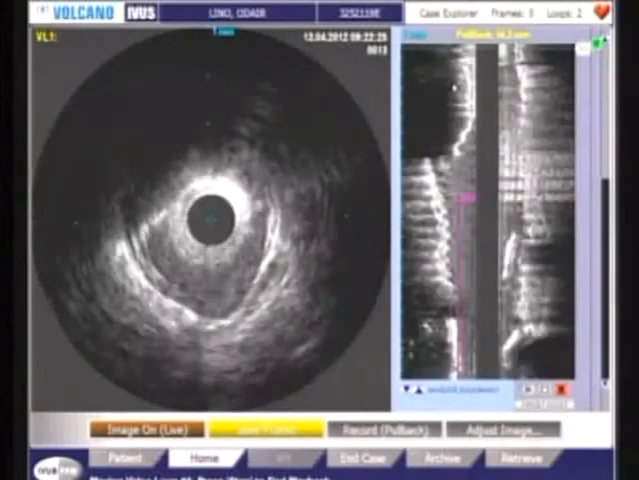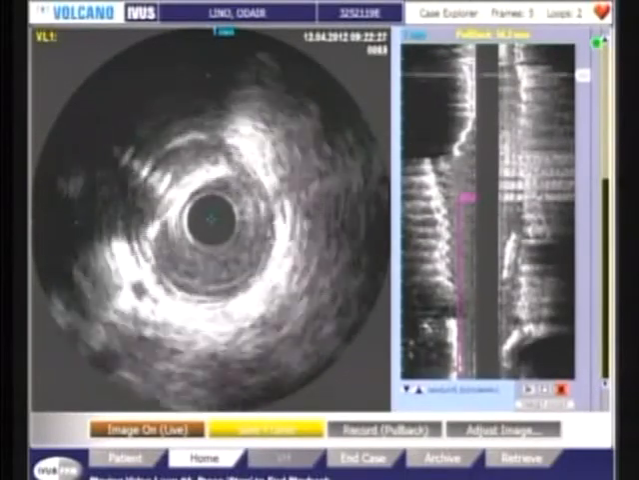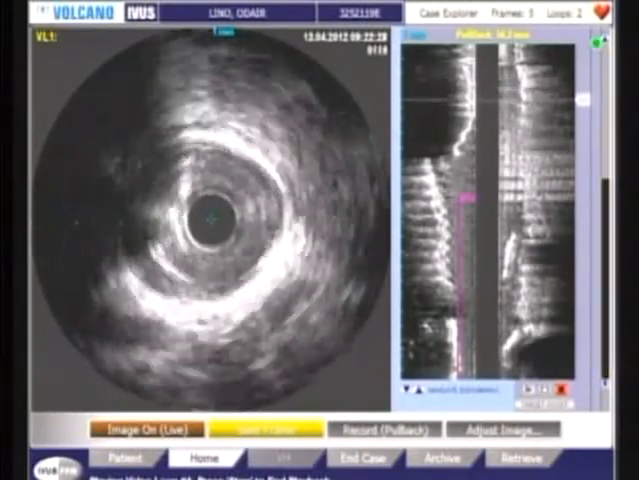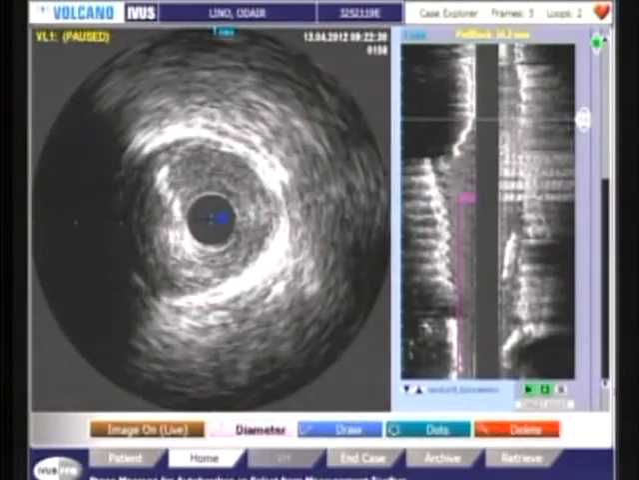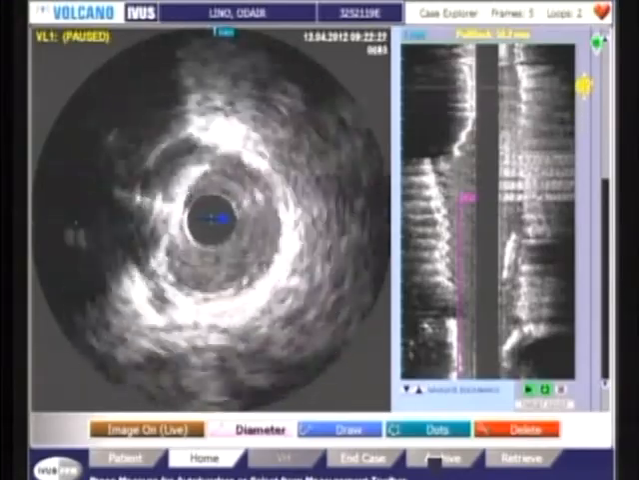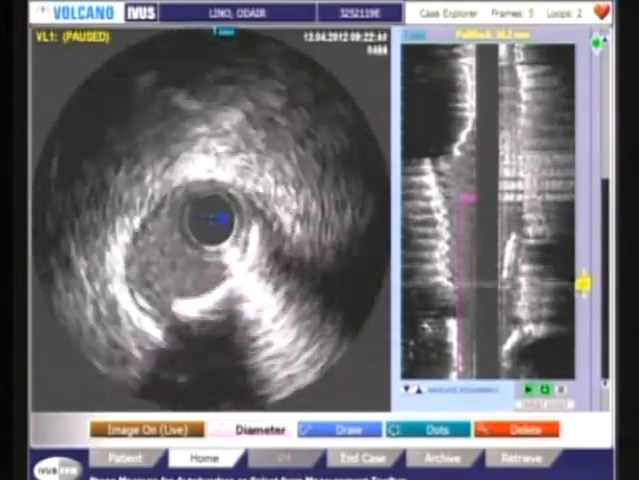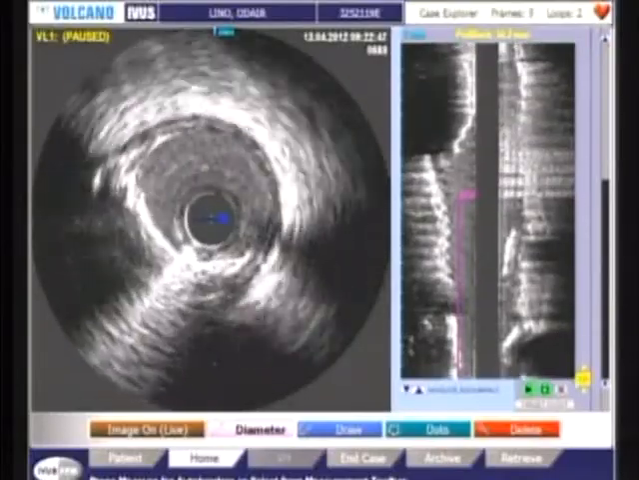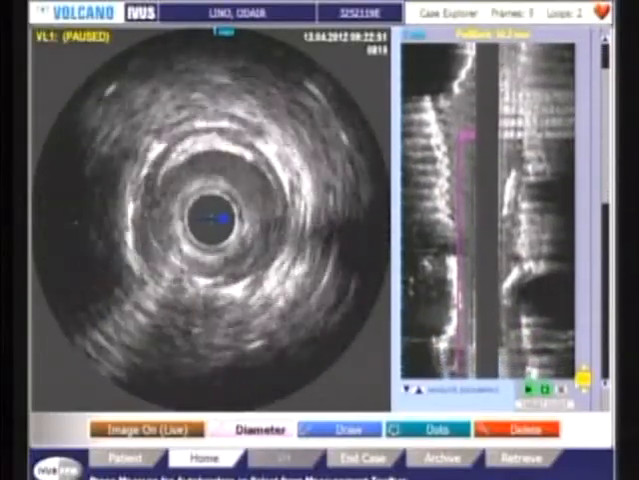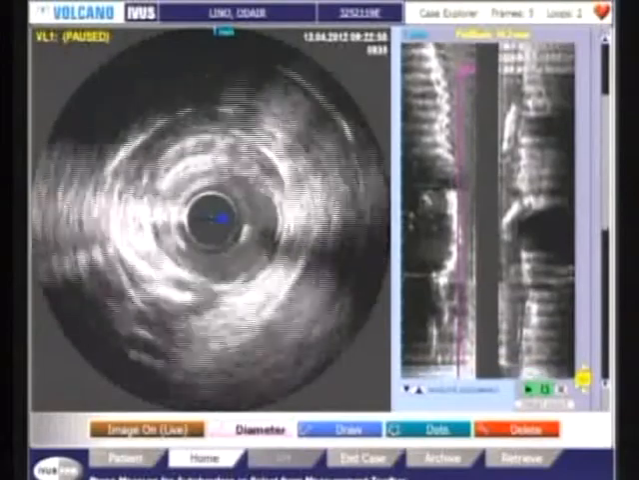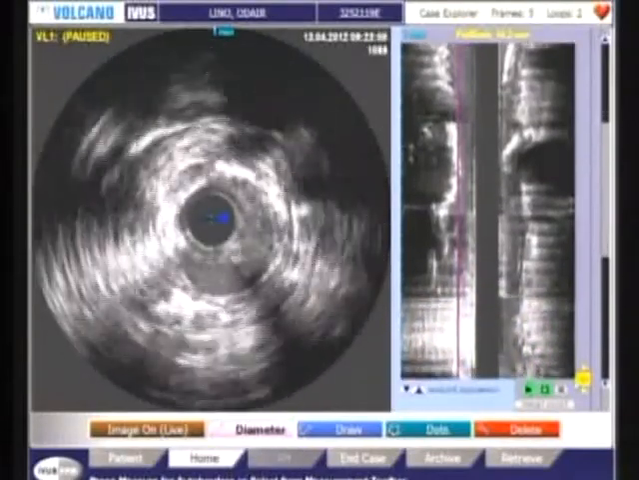Perhaps I have the joystick here. Let's see if I can stop that. These Volcano images now, I think they did a lot of improvement, and I got this joystick here that is very helpful actually.